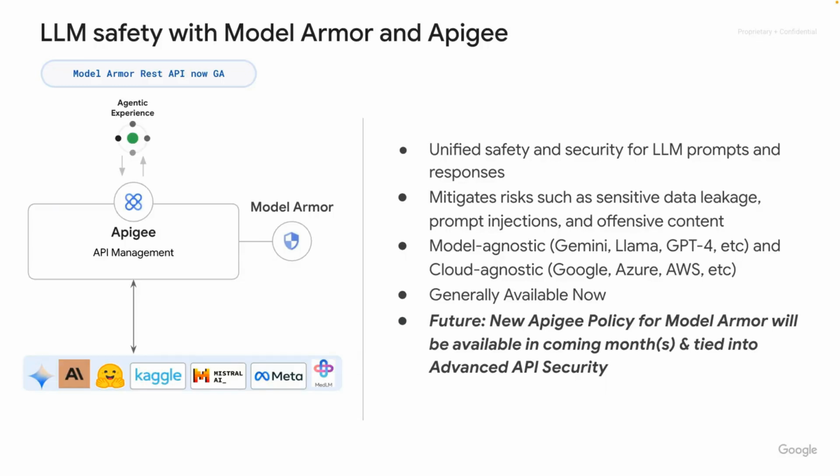Some more key features of this capability are content filtering, where you want to filter against hate speech, sexually explicit content, and dangerous content. Prompt injection detection, which of course is neutralizing LLM manipulation attempts. Data loss prevention, where you want to protect sensitive data like social security numbers and emails. Malicious URL detection, where you want to identify malicious URLs. And then PDF screening, where you want to screen PDFs for malicious intent.